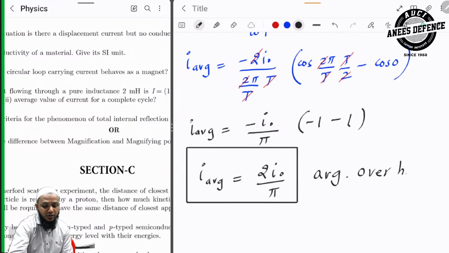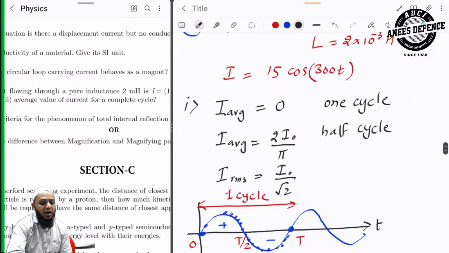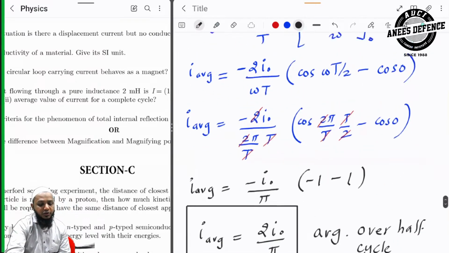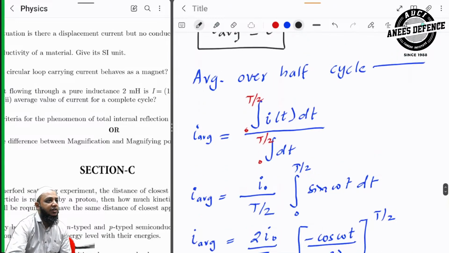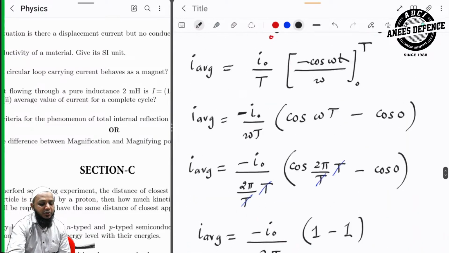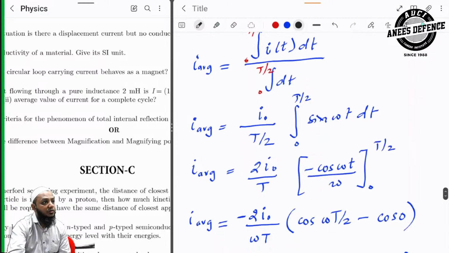But you don't have to prove it for 2 marks. I have proven it here, but you just have to write that I average for half cycle is 2 I naught upon pi. You can remember this equation. And the proof is mentioned here. Have you understood? How did I take the average over half cycle? Just changing the limits of integration. The rest of the things I have done the same. Only the limits I have changed. Over one cycle, I put the limit 0 to capital T. And over half the cycle, 0 to T by 2.